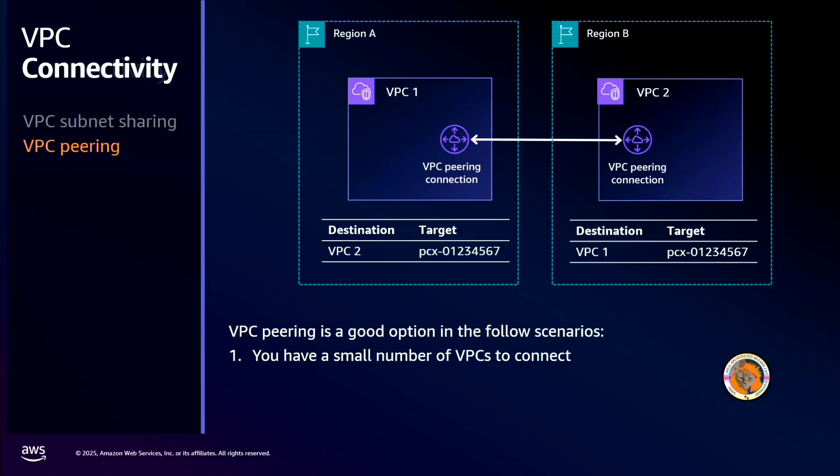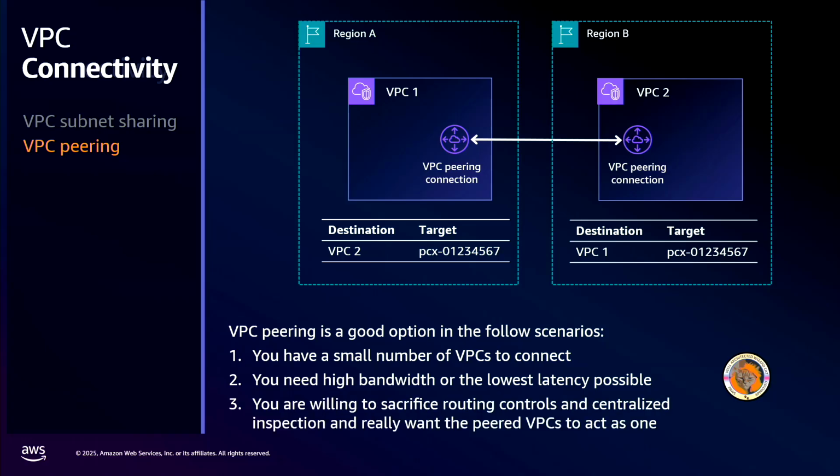But all in all, it's a really good feature if you want the highest bandwidth and the lowest latency between two VPCs. Now, a drawback is that you cannot insert, for example, firewall inspection between these two VPCs, because once they are linked via VPC peering, they will really begin to act as one. It's really almost like they are merged together. So it's something that is good to know.